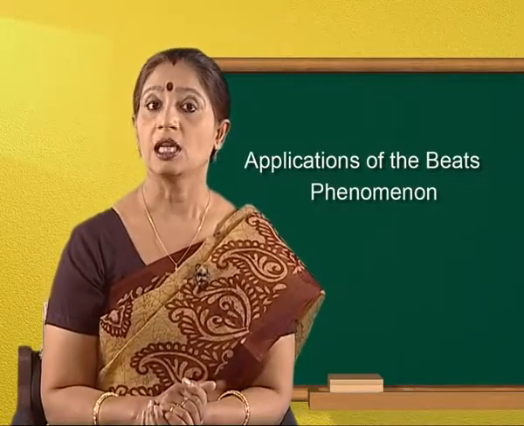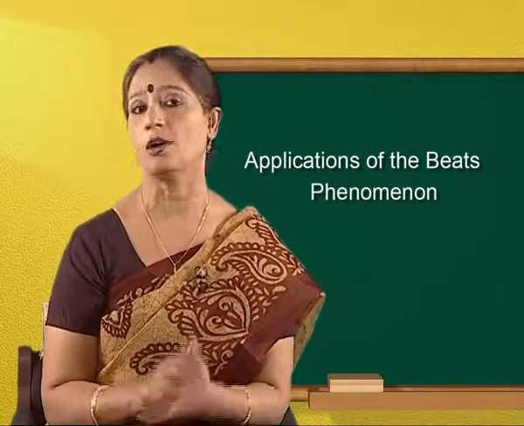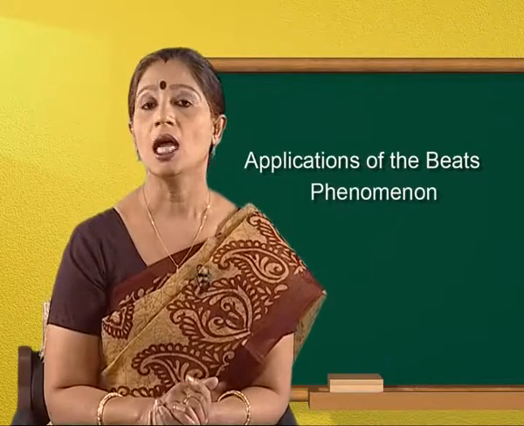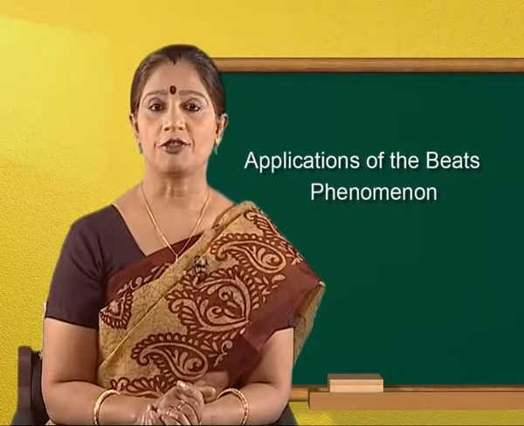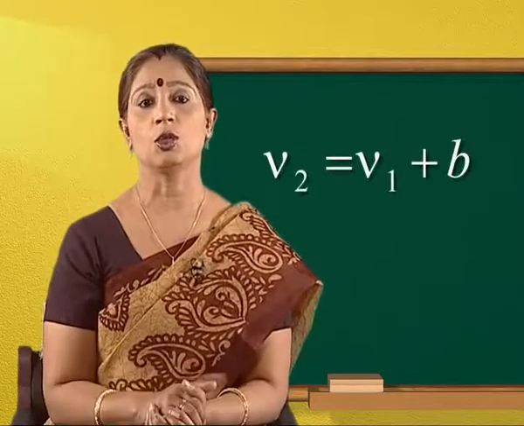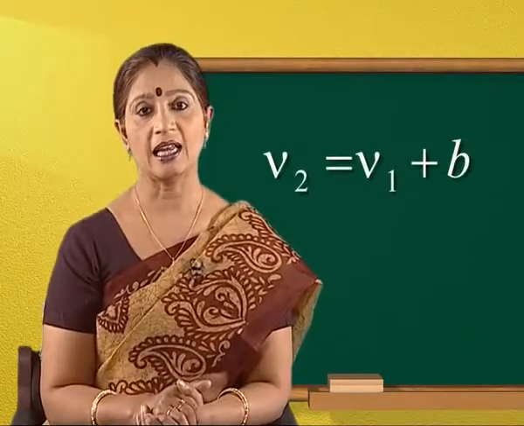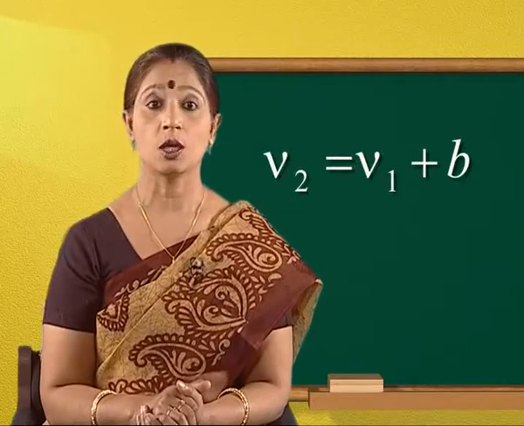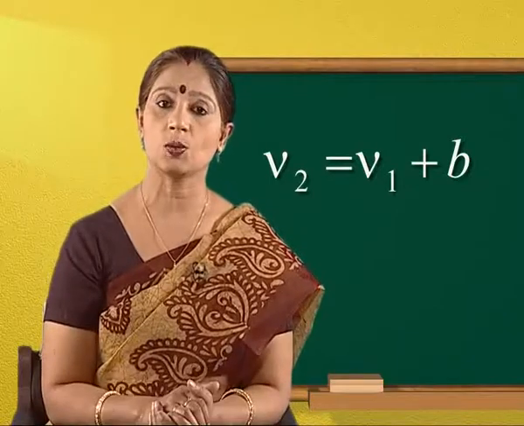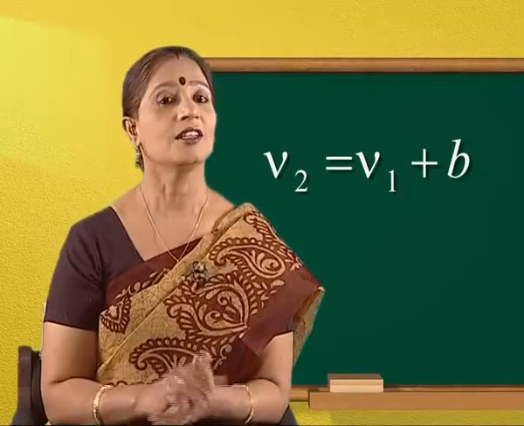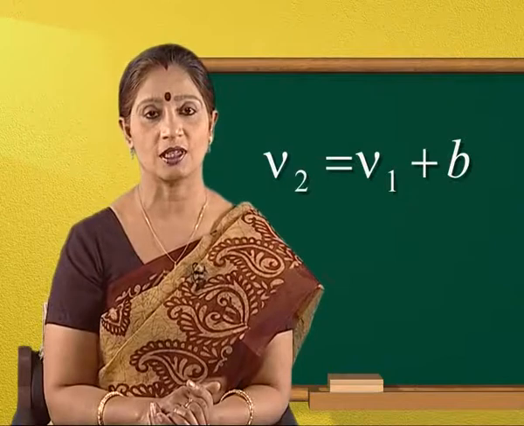Let us consider that a little wax is attached to the prong of the tuning fork of unknown frequency. We again find the number of beats produced. If the frequency of the tuning fork is greater than nu1, that means nu2 is equal to nu1 plus b, then attaching a little wax would lower its frequency, and the difference in frequencies will decrease, and the number of beats should also decrease.